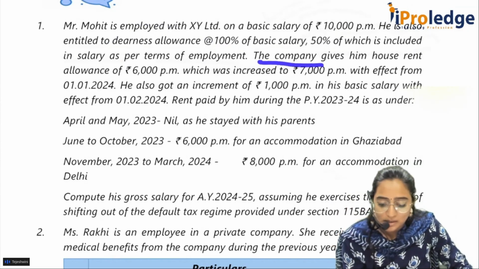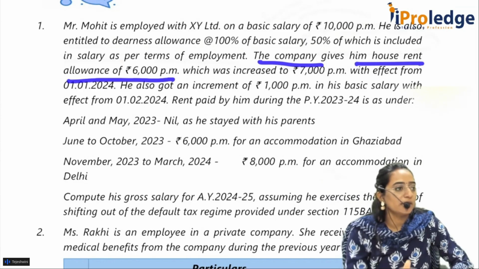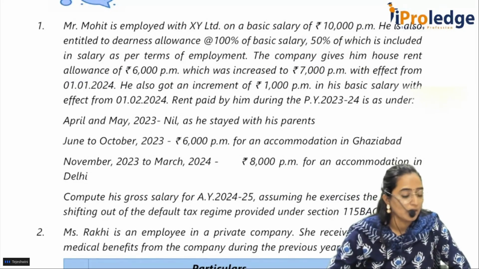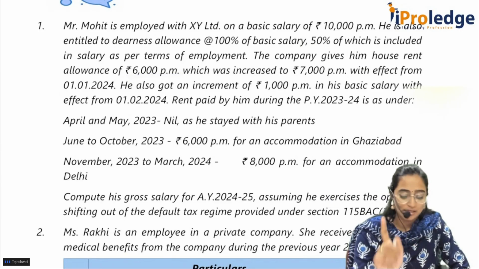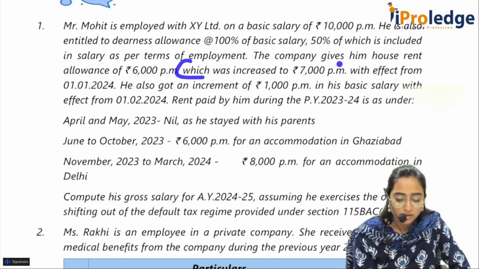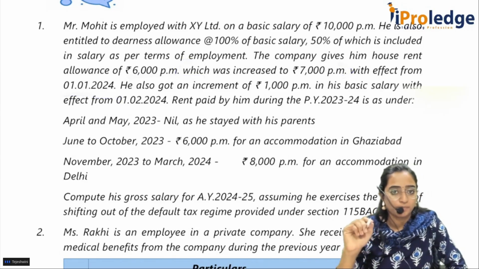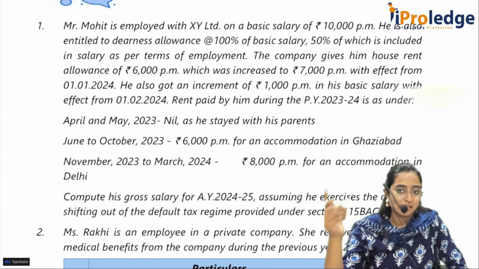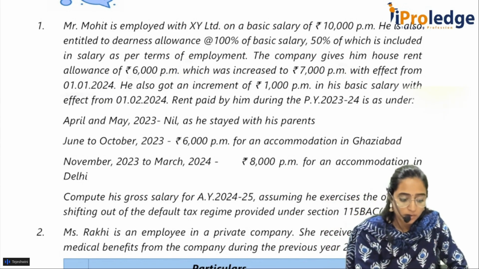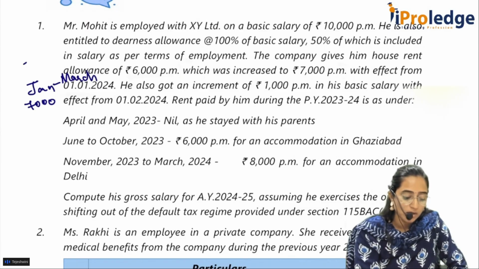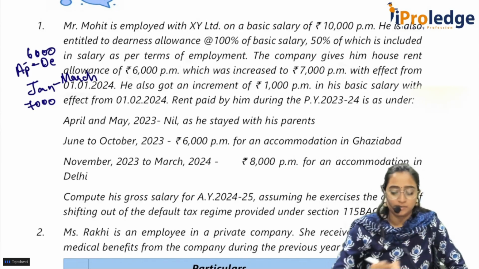Next, the company gives him HRA of 6,000 rupees per month. Company gives him HRA. How much is the HRA? Actual HRA received 6,000, which was increased to 7,000 from 1/1/2024. Till 31st December, he was getting 6,000 per month. But from the month of Jan, he is getting how much? 7,000. That is from Jan to March, he is getting 7,000. From April to December, he is getting 6,000. That is what it states.